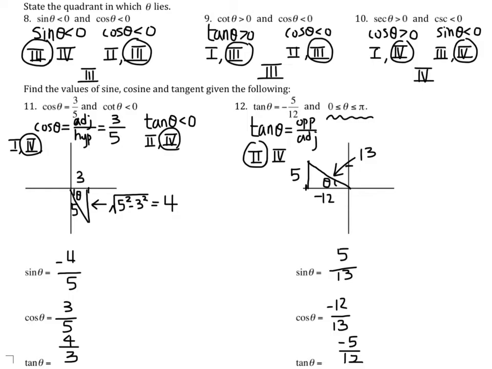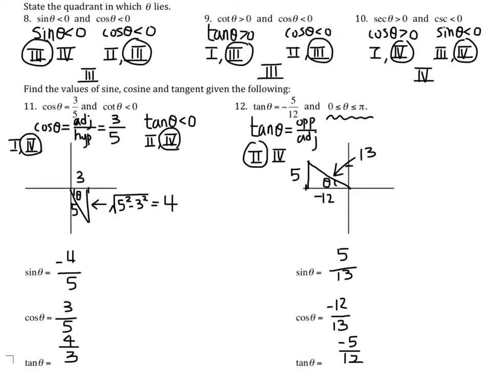Cosine theta less than 0. When will your cosine be less than 0? Cosine is less than 0 in the second and the third quadrant because it's adjacent over hypotenuse, and adjacent is negative in the second and the third quadrant. So which quadrant satisfies both of them? Now you see I circled third quadrant for both. So it's going to be the third quadrant.